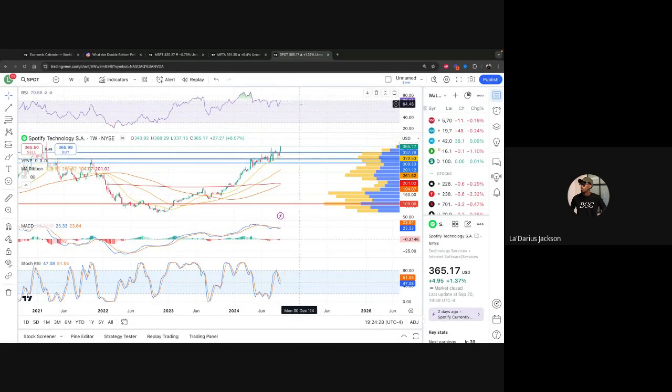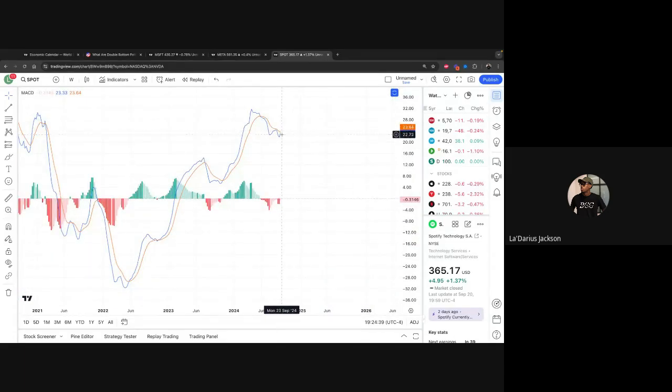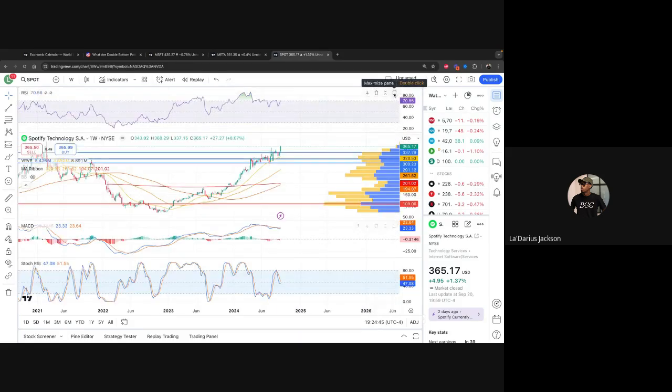Also, Spotify is pretty high on the weekly when it comes to the RSI. Again, it just broke all-time highs. It's never been this high before. But then you also have the MACD preparing to cross over to the upside for another pop. So if we get another pop, that's going to be crazy, and that should set us around 395, 400 before it starts to trade sideways and cool off.